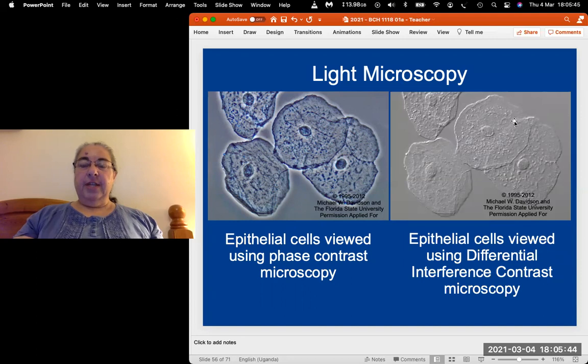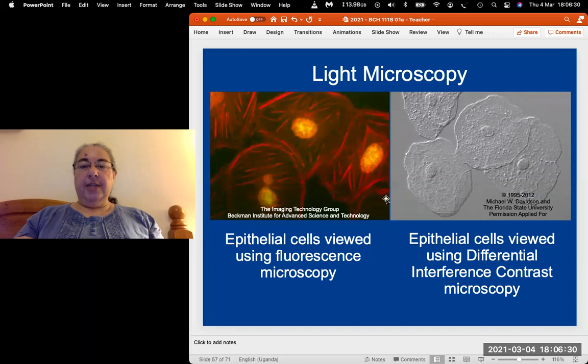Here's another different technique. In fact, you can see that these are exactly the same cells. This is another technique using a light microscope called differential interference contrast microscopy. Here you can't see some of the details that you see in the previous view, but you can see other details. This is almost like a three-dimensional view of the cell. Some of the structures that look quite flat in the previous view look as if they're raised up. You can see that the nucleus is somehow higher than the cytoplasm of the cell.